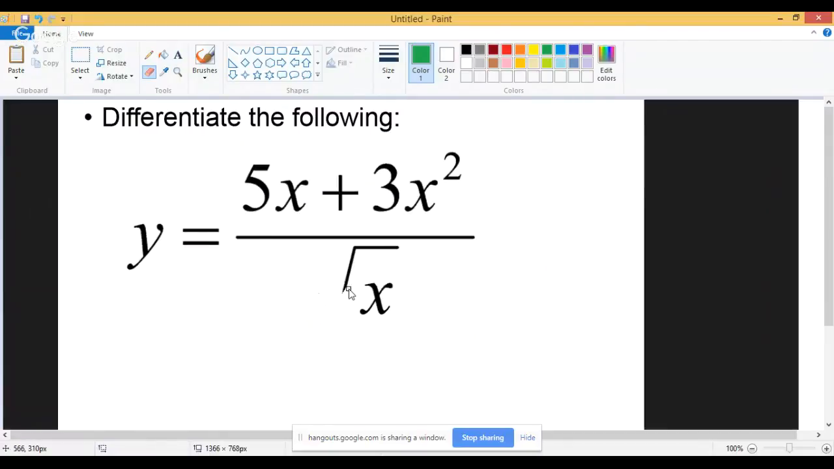the differentiation. Square root of x, we can rewrite that as x to the power half. And now we've got x to the power half on its own as the denominator of a fraction, where we've got two things being added at the top. So what we can do is split the one fraction into two fractions. The plus will be in the middle, and the 5x will be on one side, and the 3x squared on a second fraction. Let's try to do that.